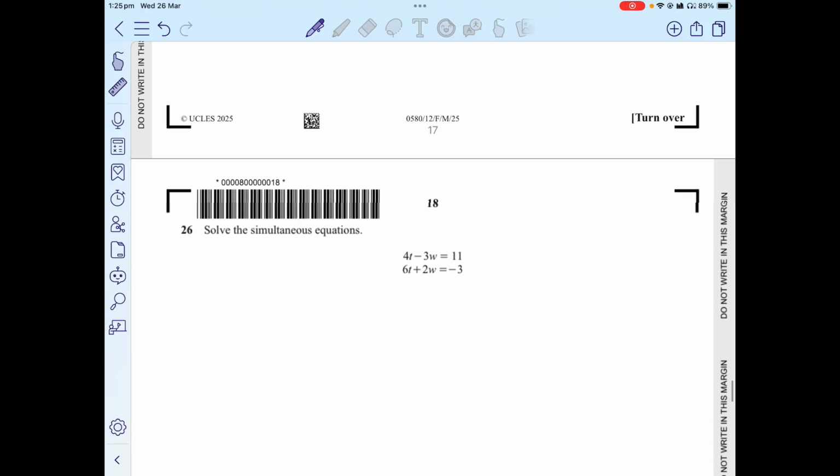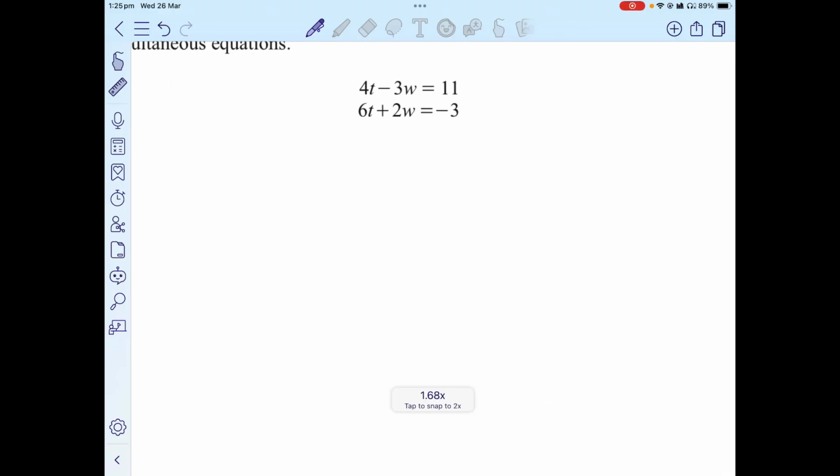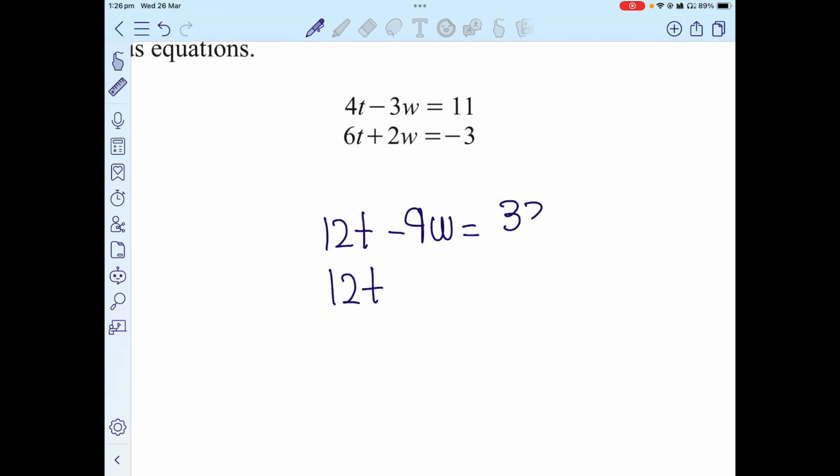Now it is only one more question. Solve the simultaneous equations. Whenever they ask you to solve simultaneous equations, you have to make sure that at least one of the variables has the same coefficient. For example, I can make 4 and 6 the same by multiplying to make both 12. So I want 12t over here and 12t over here. What do I multiply with 4 to get 12t? It's multiplied by 3, right? So I multiply negative 3w also by 3. This would be negative 9w equals 11 into 3, which is 33.